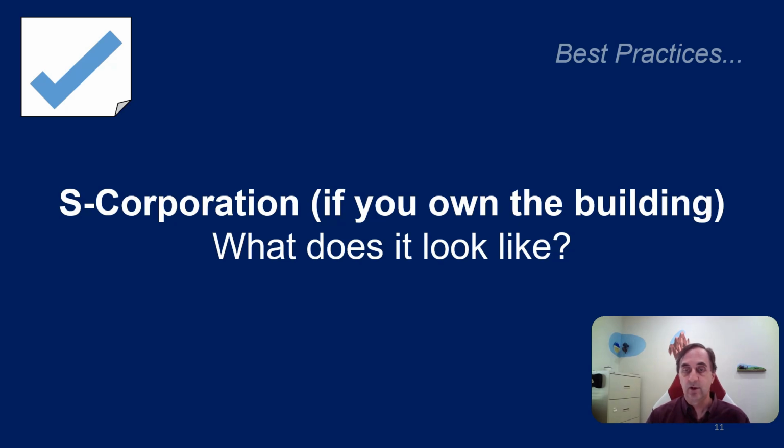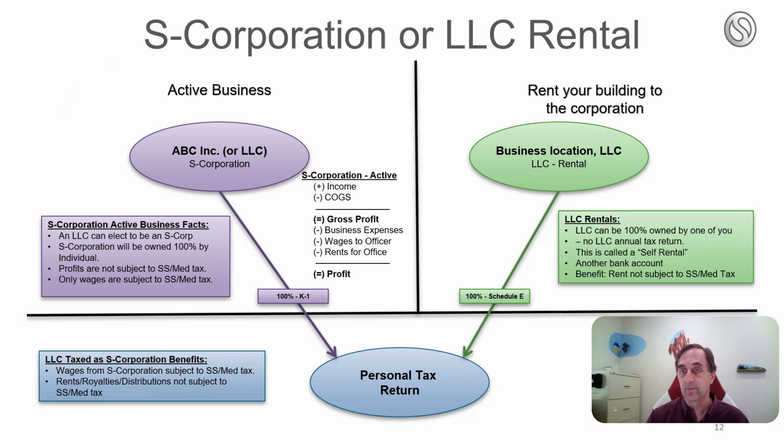Well, here's an example of what if you have an S Corporation, but you own the building personally. What would it look like? Well, your active business, ABC Inc., or LLC in this case, could run the business, income, expenses, and it could pay you, the owner, wages, or it could also pay rent to you for the building. The rent for the building could go on that second LLC that you set up for the rental if you wanted it, and that would actually go on your personal return on Schedule E.